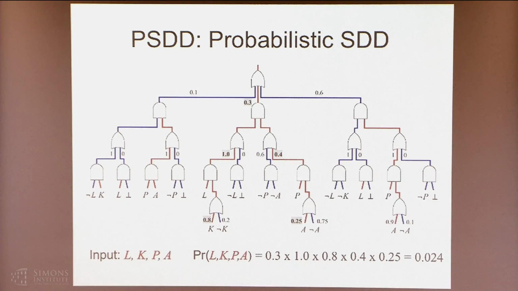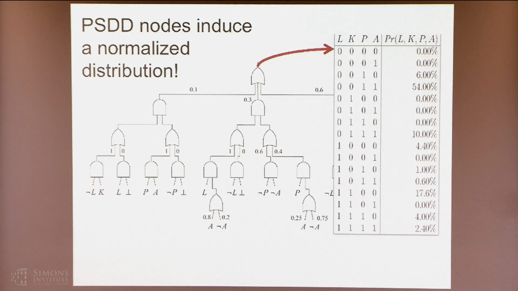But let me just say one thing, which is surprising. This guy is normalized, even though when we assign the numbers, we enforce no global condition on the numbers. We just ensure that they're locally normalized for each OR gate. The semantics that I just gave you lead to a distribution that's normalized. In fact, I'll show you more surprising properties about this representation.